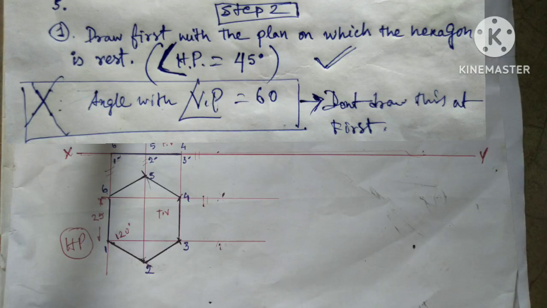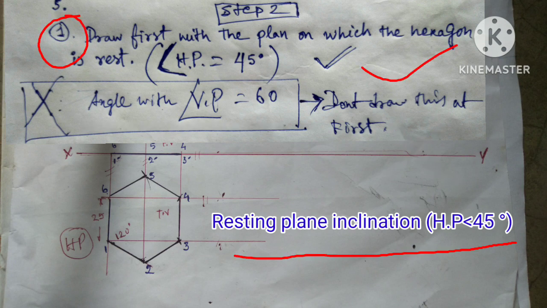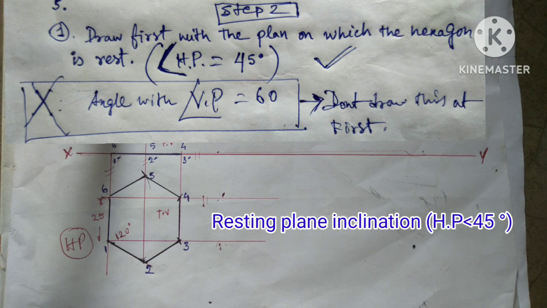The second step is very important. First of all, you have to decide which inclination of the plane you have to draw at first. Is it VP or HP? In that case, you see which is the resting plane. We know that the resting plane is the horizontal plane. So first of all, we draw the inclination with the HP, that means 45 degrees with the HP. If you draw the inclination with the vertical plane at first, which is not the resting plane, then it may be complicated. So first of all, we draw the inclination of the resting plane, that means 45 degrees with the HP.